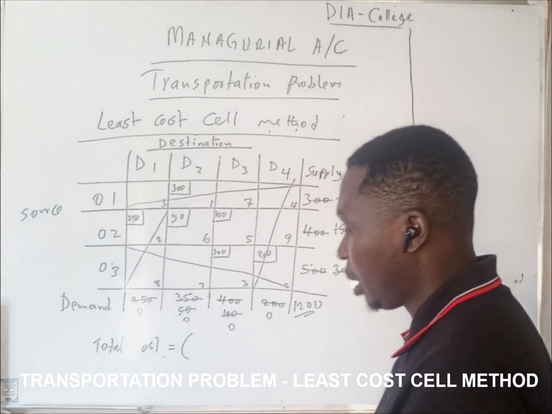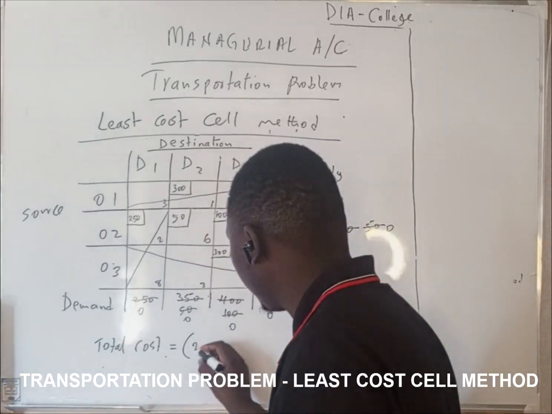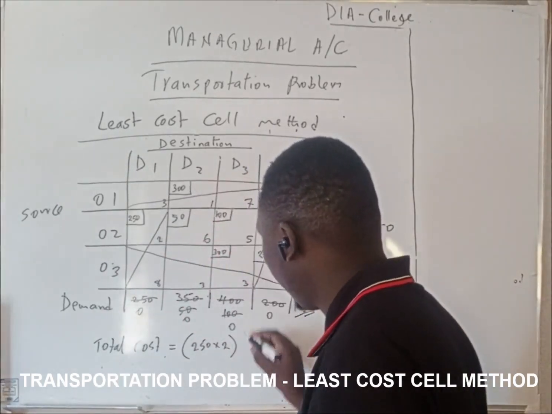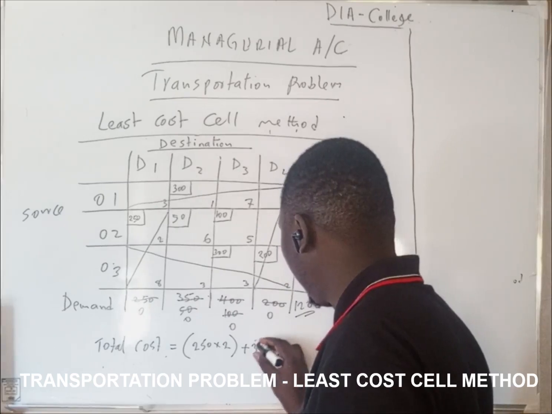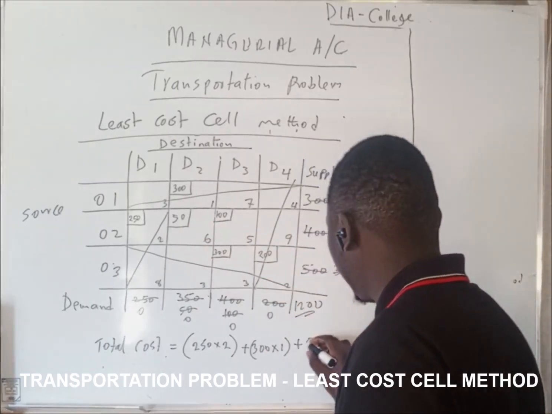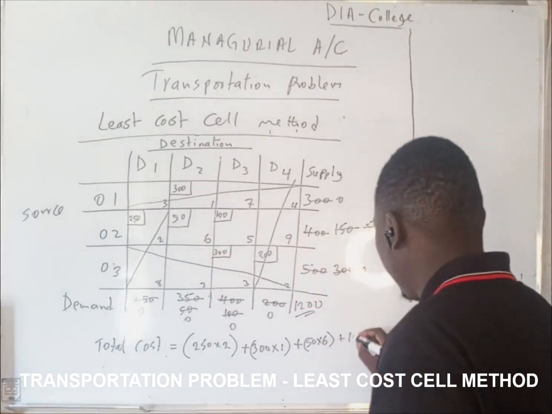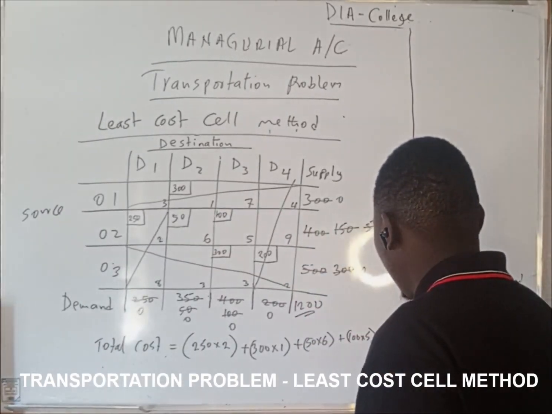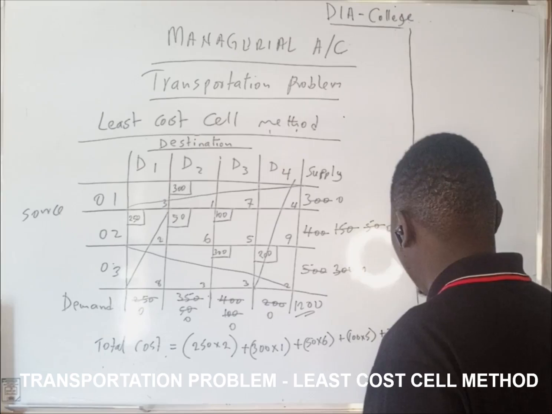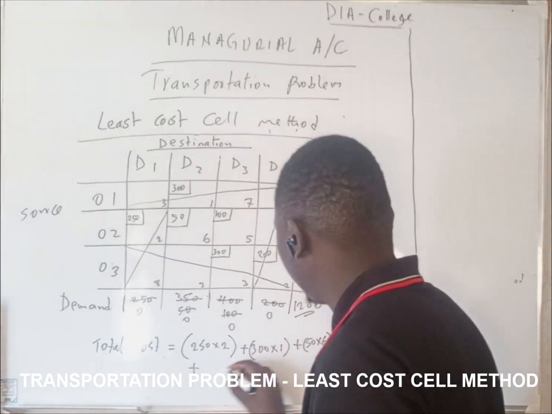Now I can find my minimum cost by multiplying what I have here. So I check my allocation: I have 250 multiplied by the cost cell, which is 2, plus 300 multiplied by 1, plus 50 multiplied by 6, plus the next one, 100 multiplied by 5, plus the next one, 300 multiplied by 3, plus the next one, basically 200 multiplied by 2.